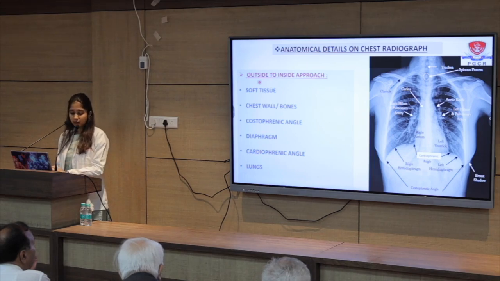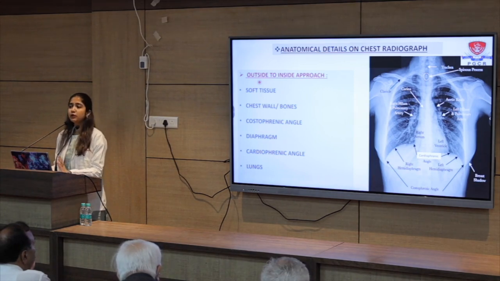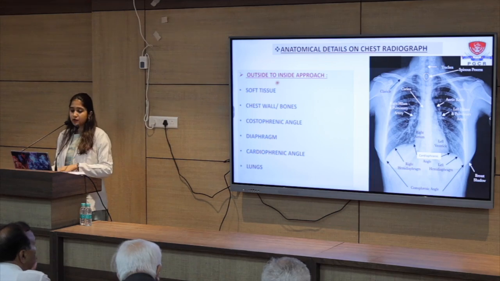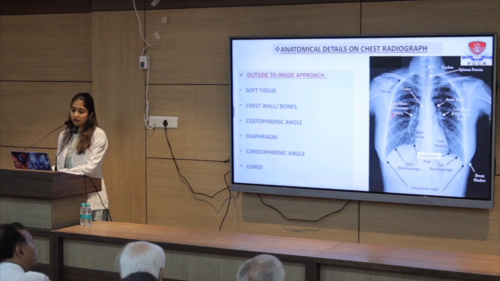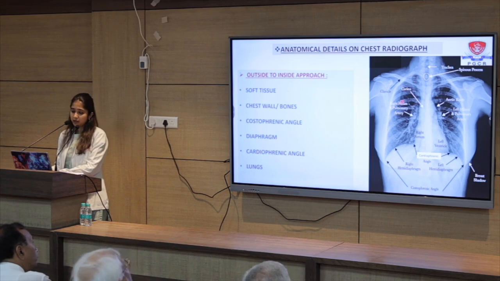The outside to inside approach is a method used to interpret a chest radiograph systematically, ensuring that no critical details are overlooked. It involves looking from the outermost structures. Firstly, we have to see the soft tissue, the white thing you can see at the outermost. Then we look at the bony cage: all the ribs, anterior and posterior, both clavicles, the visualized cervical and thoracic vertebrae, and the visualized part of the bone forming the shoulder joint.